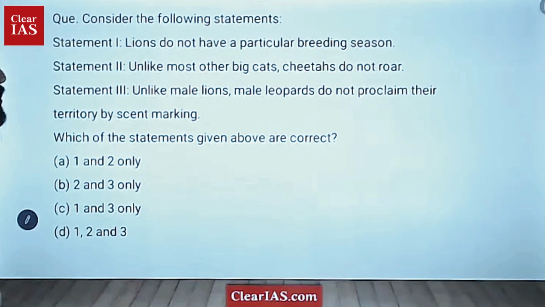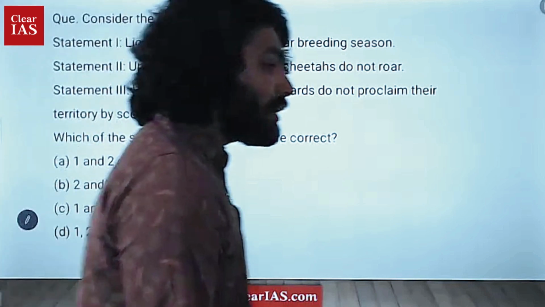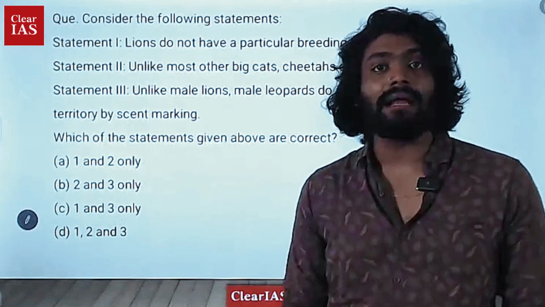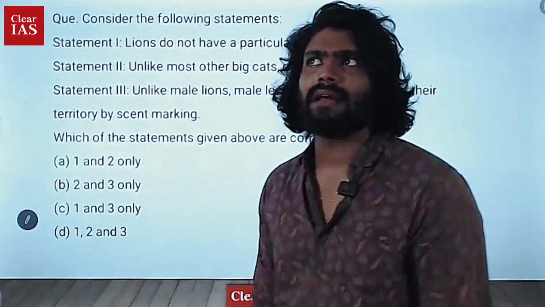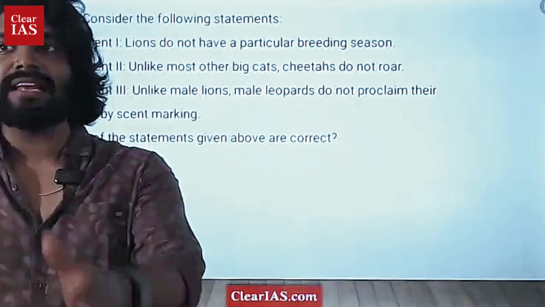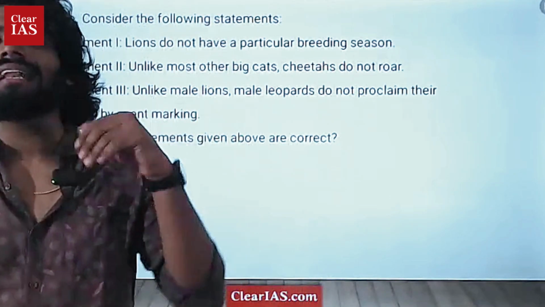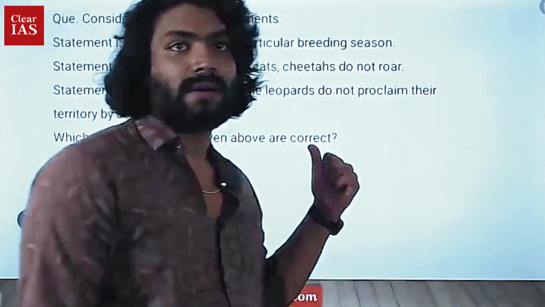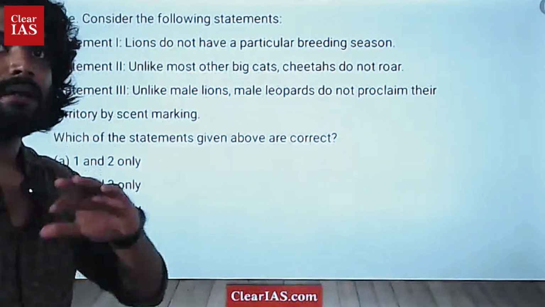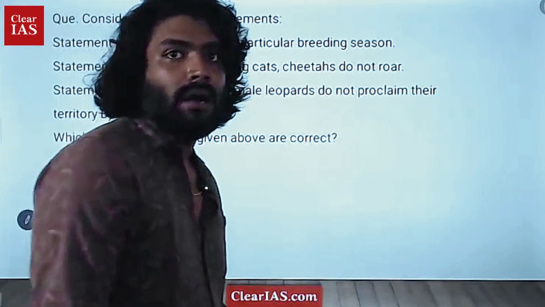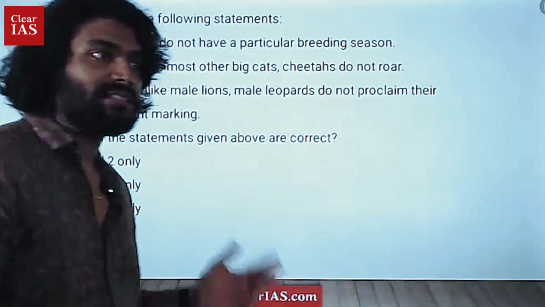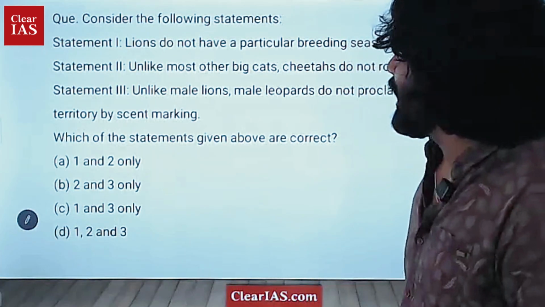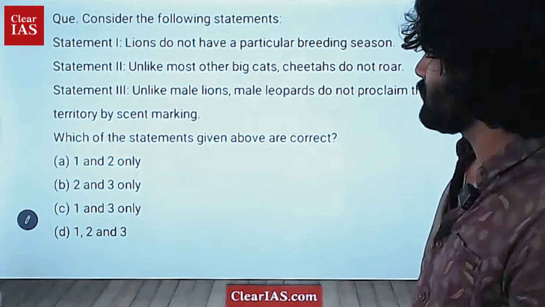Next question. Consider the following statements. Again, a statement regarding a particular organism. Previously, there was a question regarding elephants, the breeding of elephants or something like that. I think if I remember correctly, it was in 2020. It was specifically regarding elephants. So there is a repetition of a question or a similar question. At the same time, look at where the question comes from. Big cats, the translocation in India that happened. Kuno National Park, where cheetahs were actually translocated to India. From this news comes the question. The first statement is lions do not have a particular breeding season.